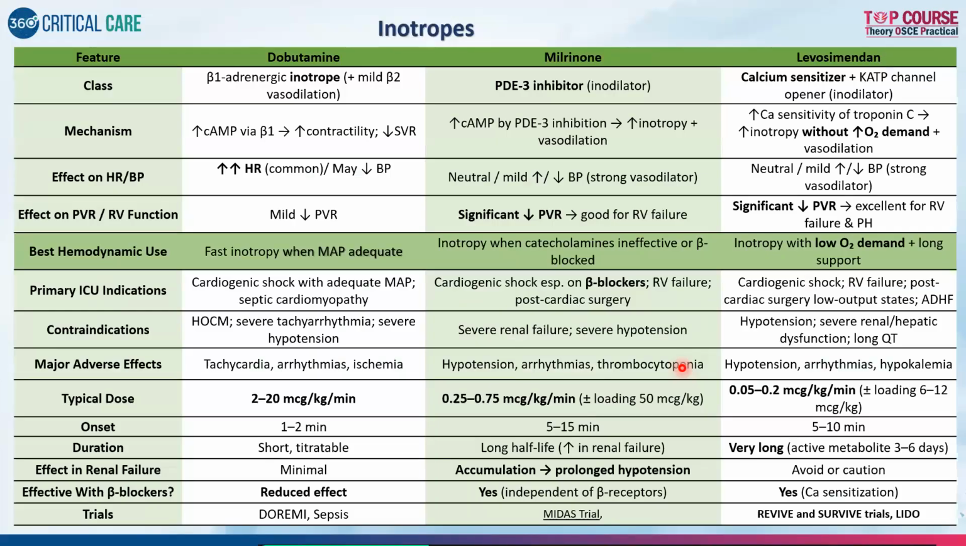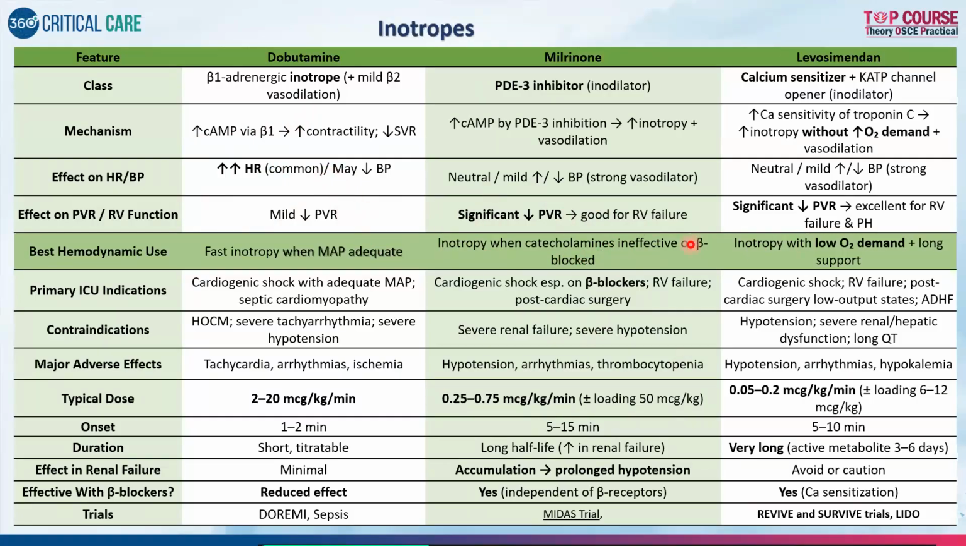You might also be asked regarding other inotropes, that is milrinone and levosimendan. You might be given these drugs, and we need to talk regarding the class of medications, that is the phosphodiesterase 3 inhibitor in case of milrinone, calcium sensitizer as well as potassium ATP channel opener in case of levosimendan. Okay, dobutamine causes much more tachycardia compared to the other two, and there is significant peripheral vascular resistance decrease in case of milrinone as well as levosimendan.